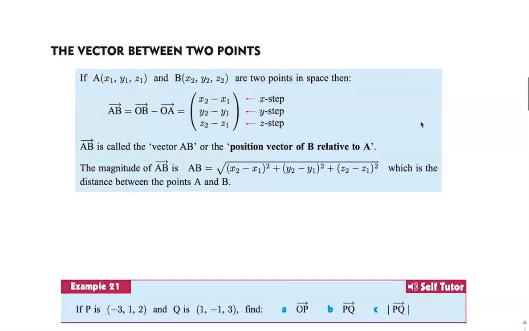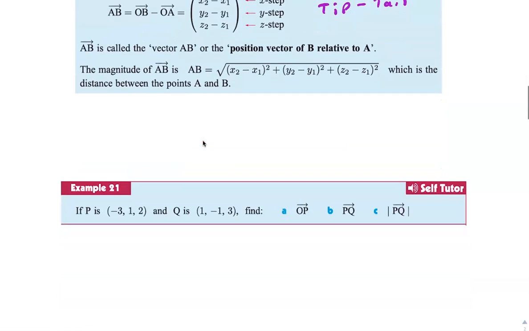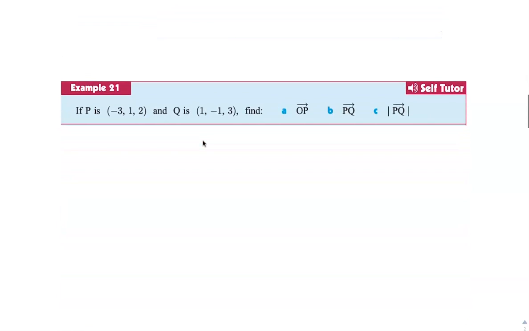How to find a vector between 2 points? Basically, how do I find a vector AB if I have the points A and B? Same as before. Tip minus tail. The only difference now is I have 3 components, but it works the exact same way. So let's do an example to illustrate this.